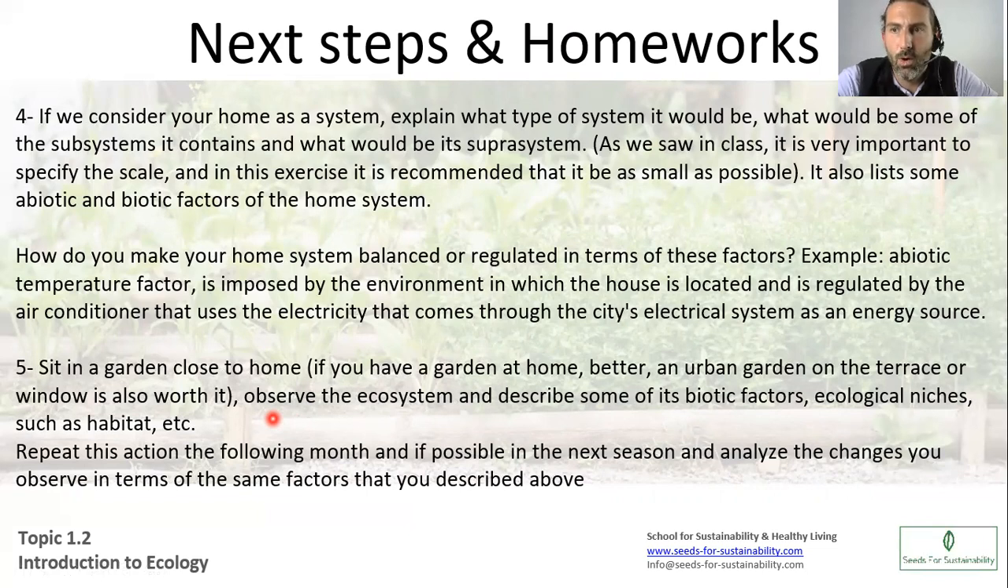Number 4, if we consider your home as a system, explain what type of system it would be, what would be some of the subsystems it contains, and what would be its suprasystem. You remember the differences. How do you make your home system balanced or regulated in terms of these factors? So list some abiotic and biotic factors of your home system. Example, abiotic temperature factor is imposed by the environment in which the house is located.